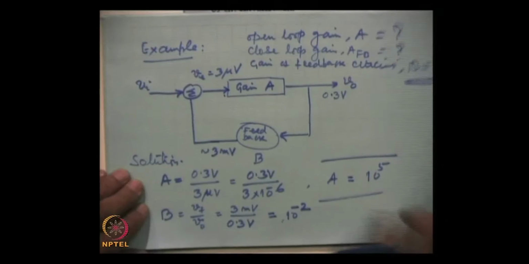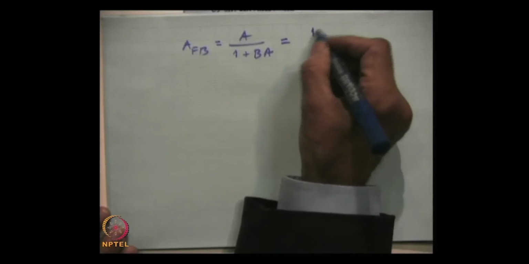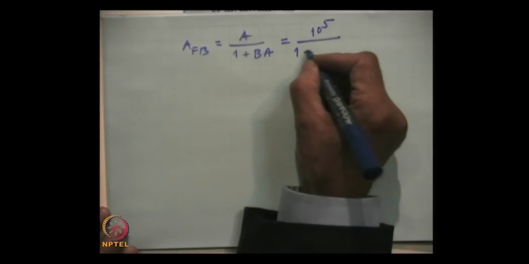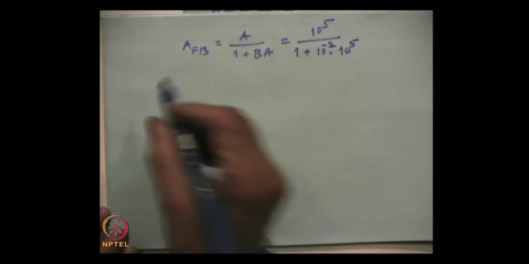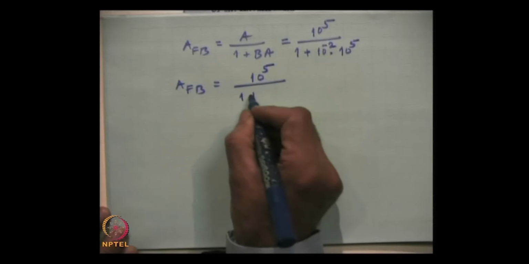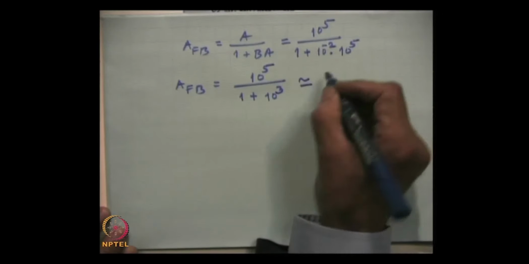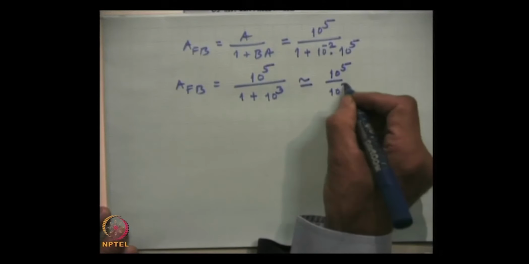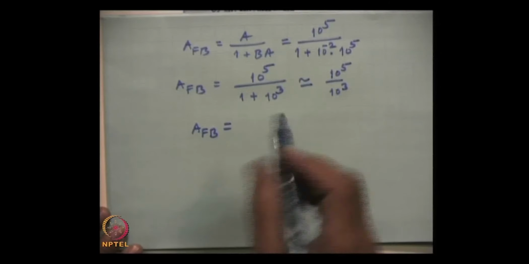Now, we use the basic relation A_f equal to A by 1 plus BA. This is equal to the open loop gain 10 to the power 5, divided by 1 plus 10 to the power minus 2 into 10 to the power 5. So, A_f is equal to 10 to the power 5 by 1 plus 10 to the power 3. Obviously, we can neglect 1 easily. So, it is equal to 10 to the power 5 by 10 to the power 3, which gives the closed loop gain as equal to 100.